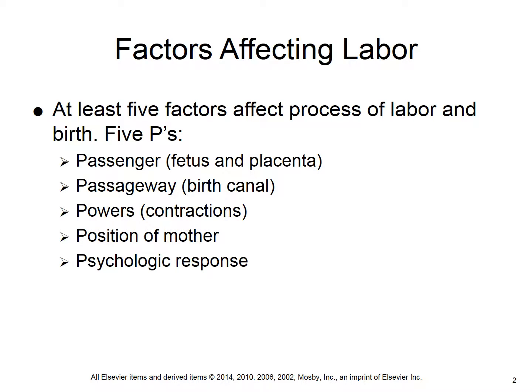The factors that affect the process of labor can be broken down into what we call the 5 P's: the passenger, or the fetus and placenta; the passageway, the birth canal; the powers, or the contractions; the position of the mother; and the psychologic response of the mother.